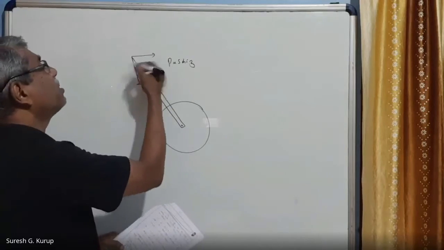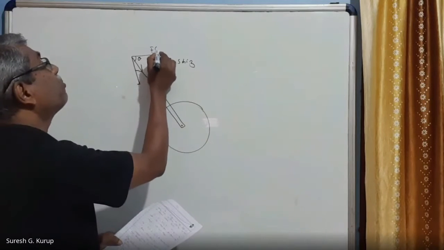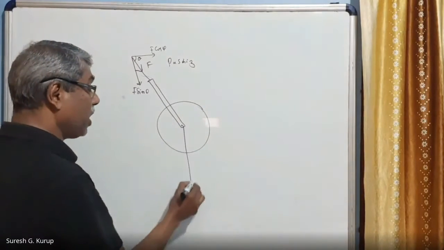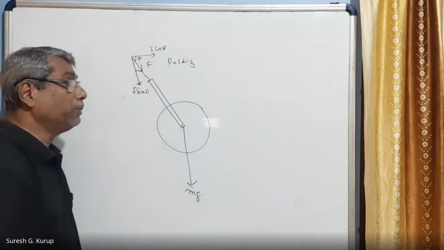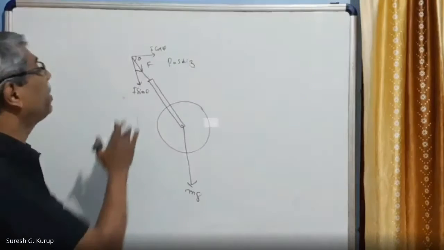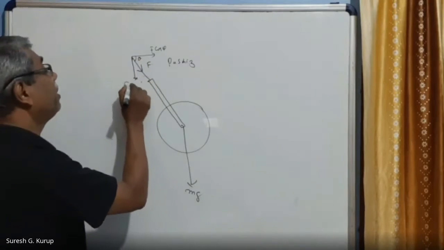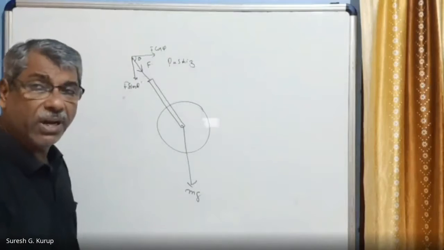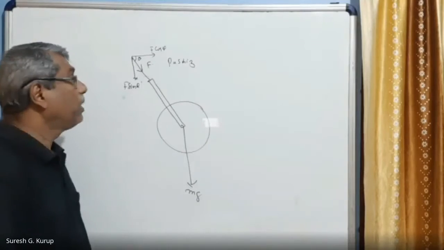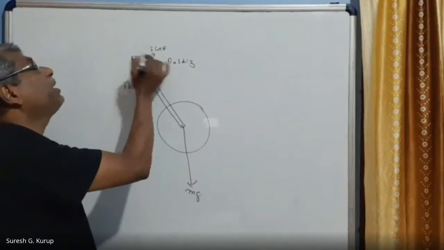Suppose this makes an angle theta. If this is F, then this is equal to F cos theta, and this is equal to F sin theta. Remember, the weight of the body is acting vertically downwards, that is equal to mg. I think you are able to see the diagram that I made on the board, right? This is orthogonal, that means they must be perpendicular, F sin theta. So this is the roller kept here and the roller is now pushed to move it on the floor. Force is applied along this direction, making angle theta with the horizontal.